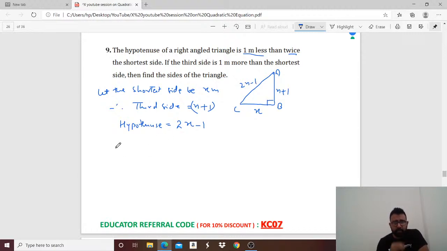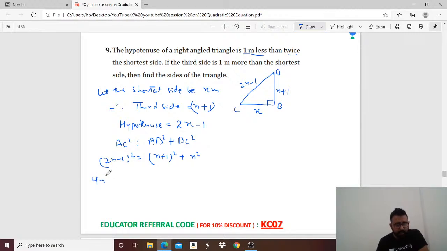And we know it's a Pythagoras theorem. So what is that? AC square is equal to AB square plus BC square. AC square is what? It is (2x minus 1) square. AB is what? X plus 1, so (x plus 1) square. And what is BC? That is x square.